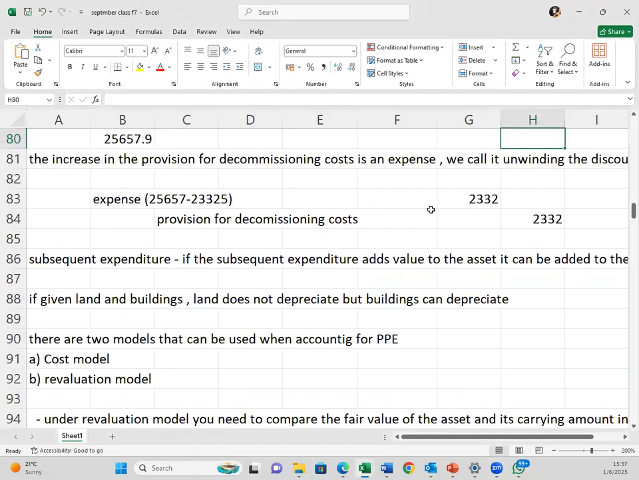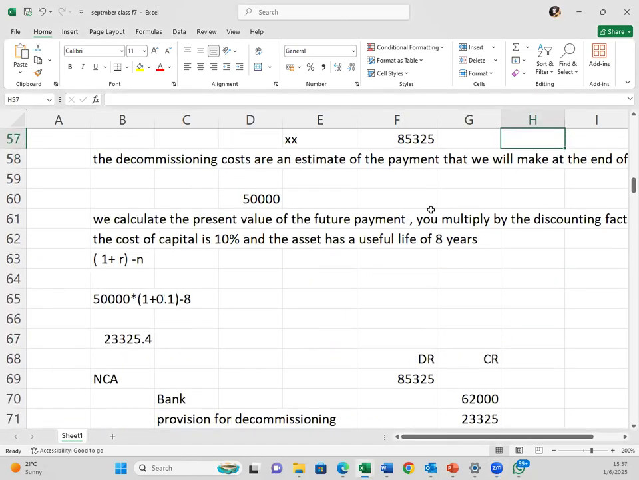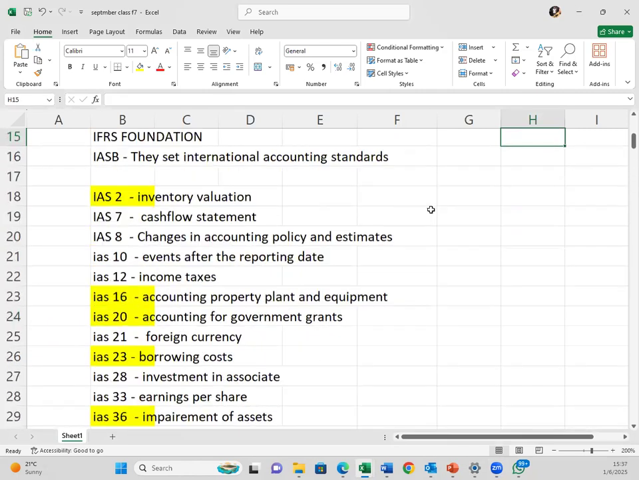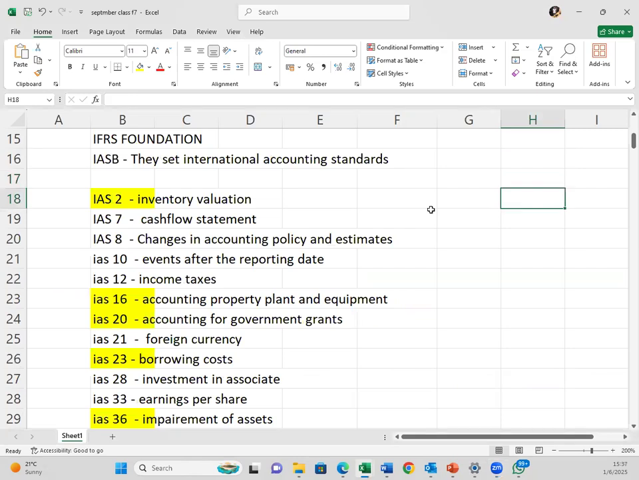Okay, let's get started. So we started off with a list of the standards that we have to cover. From the list so far, we've covered accounting for inventory. We did cover accounting for inventory.